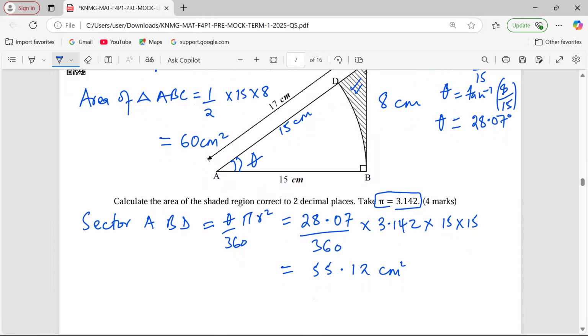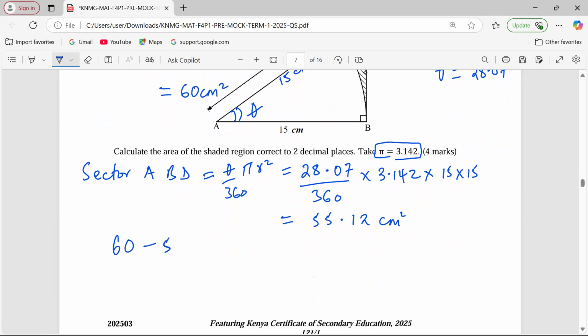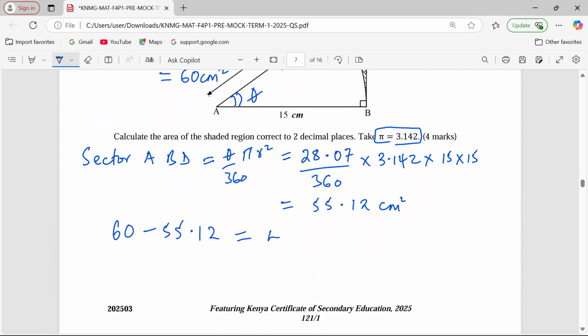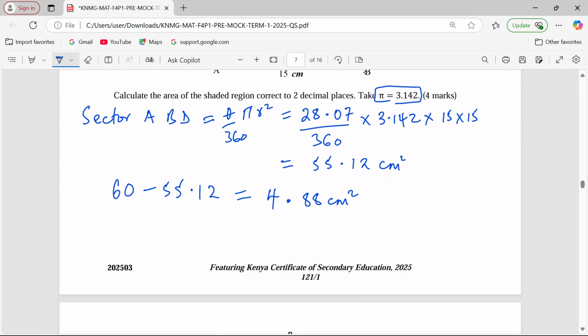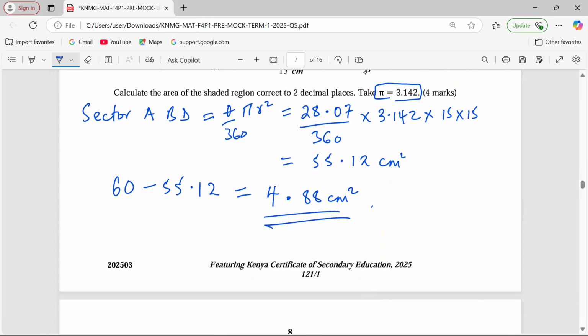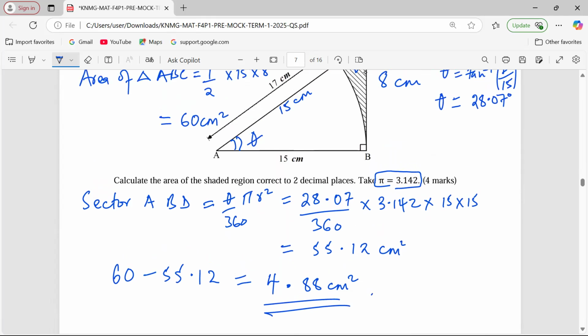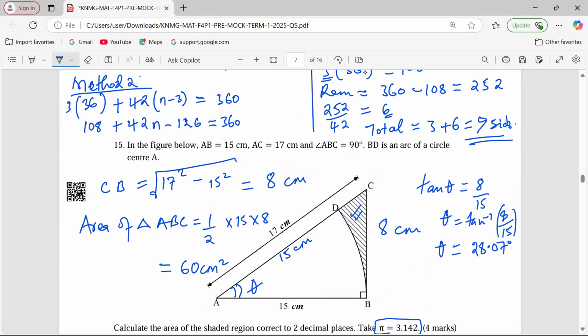Now we need to get the total triangle, 60 minus 55.12. 60 minus 55.12, that is 4.88, sorry. 4.88 square centimeters according to the instructions, 2 decimal places. Yeah, 2 decimal places. So that is how number 15 was supposed to be done, with a lot of hope that you have understood what has happened in that particular question. So that's how it should be done.